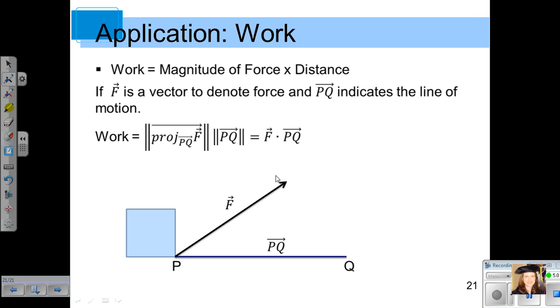Well, the work is actually a projection. You can actually project that force vector onto the PQ vector, and however long that magnitude is, so the force, which is the length of the projection, times the distance, that's going to give you the amount of work. Now you can use either of these formulas. You can find the magnitude of the projection of F onto PQ and then multiply by the magnitude of the PQ vector, which also ends up looking like this, the force vector dot with the PQ vector.